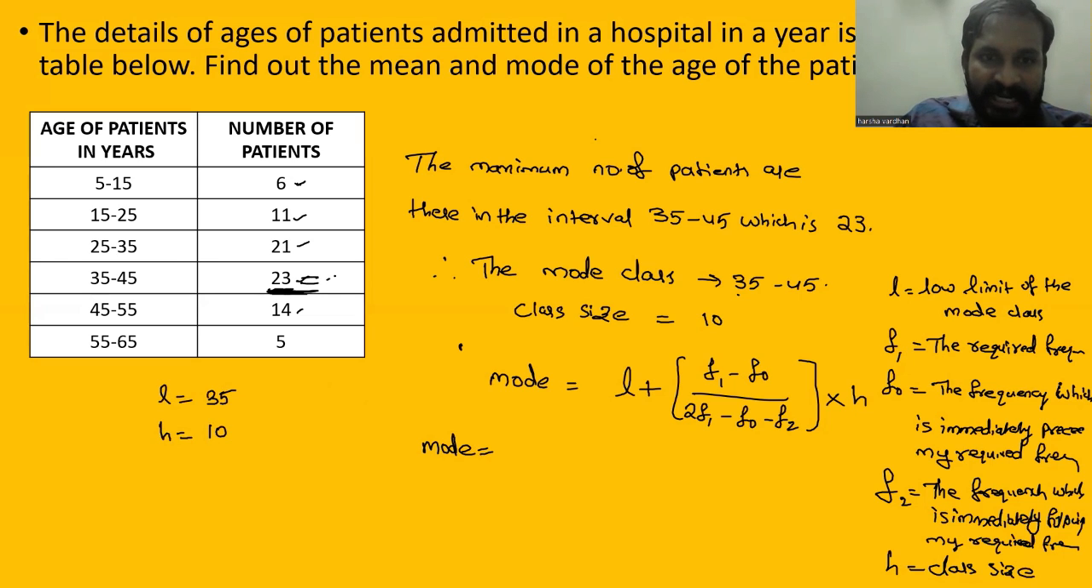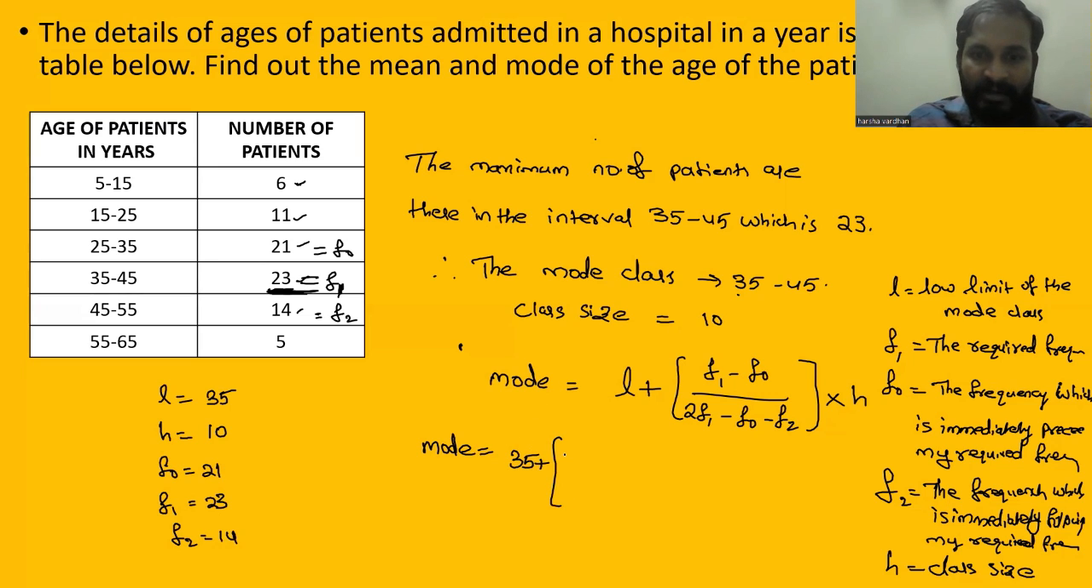See here, our desired one will become F1, the preceding one will become F0, and the following one will become F2. So here F0 is 21, F1 is 23, and F2 is 14. Now simply substitute all these values in this formula. What happens to this? 35 plus (F1 minus F0, that is 23 minus 21) by (2F1, 2 into 23, minus F0 which is 21, minus 14) into 10.